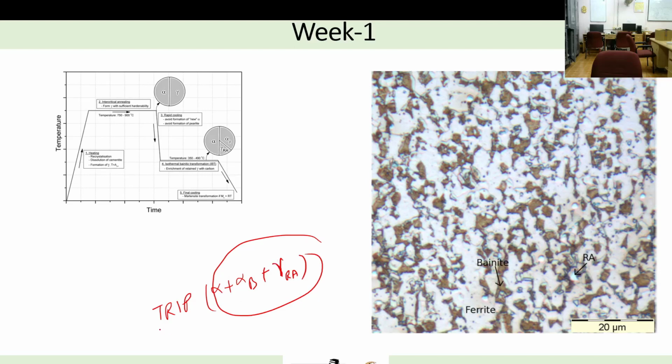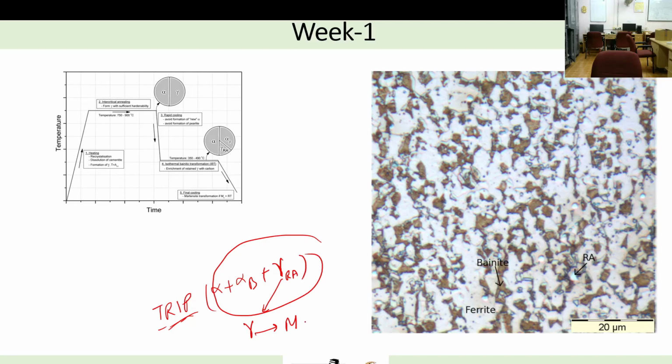So why do we call it transformation induced plasticity? During the load application, let's say this is your microstructure, and you are hitting your car with a hammer, or your car is hitting some wall, so the load will be applied to this structure. During the load application, this retained austenite will transform into martensite. During the transformation, it will get hardened. This is the best part of this steel. It can give you very good crash resistance.